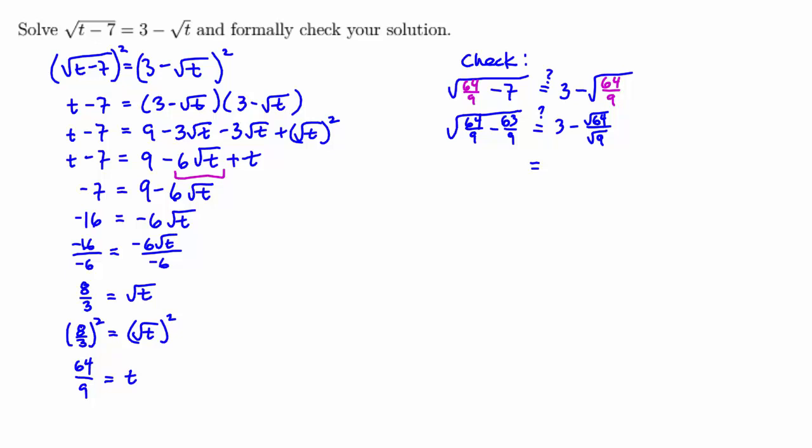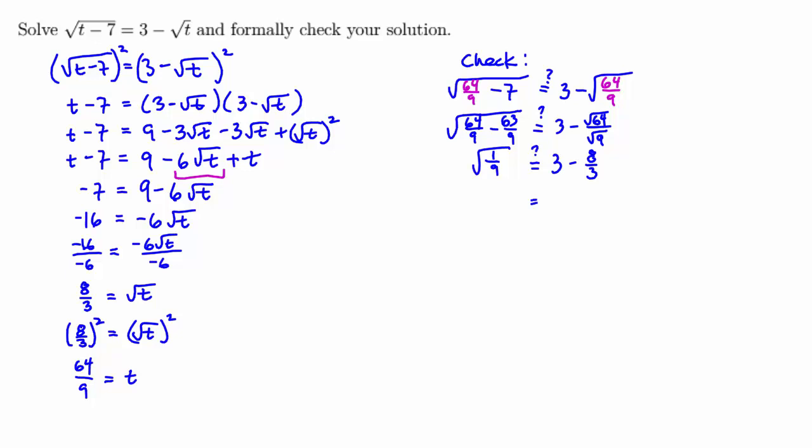So continuing on, let's finish with that right side. We had 3 minus the square root of 64 over the square root of 9, so I have 3 minus 8/3. And then looking at the left side, inside that square root we have 64/9 minus 63/9, and that's just 1/9. So we'll have the square root of 1/9 on the left. Simplifying further, we're pretty close here.